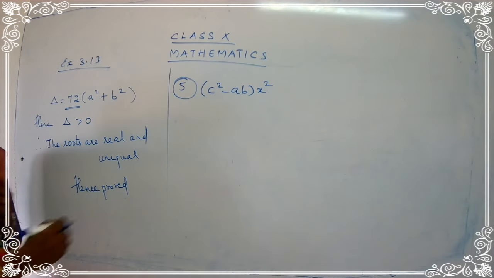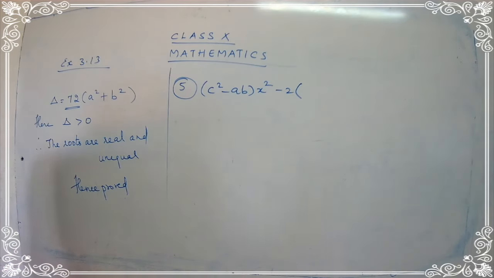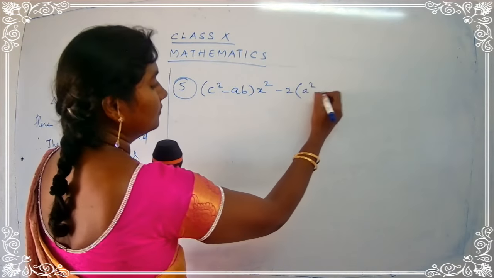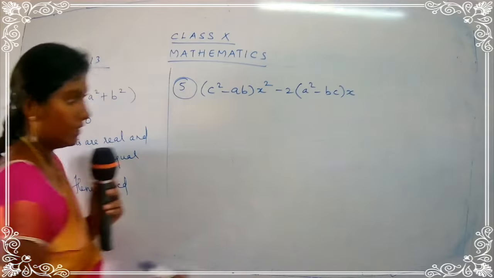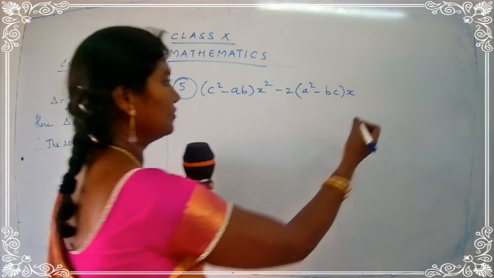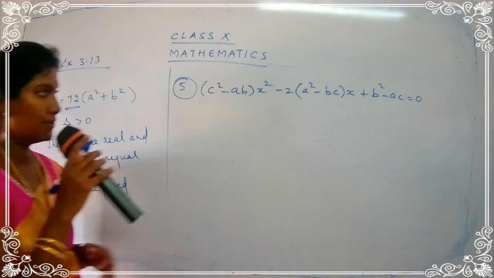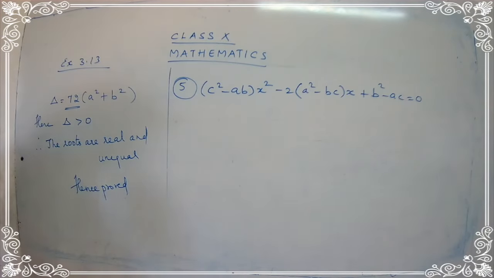X square minus 2a square minus bcx. Okay, then the last term is b square minus ac is equal to 0. Okay, so this is the equation given to us. Let's check the equation.